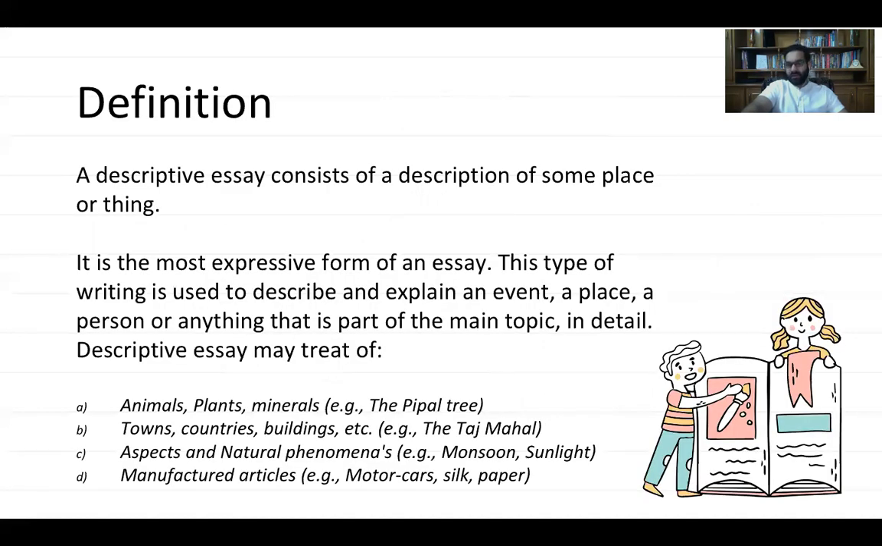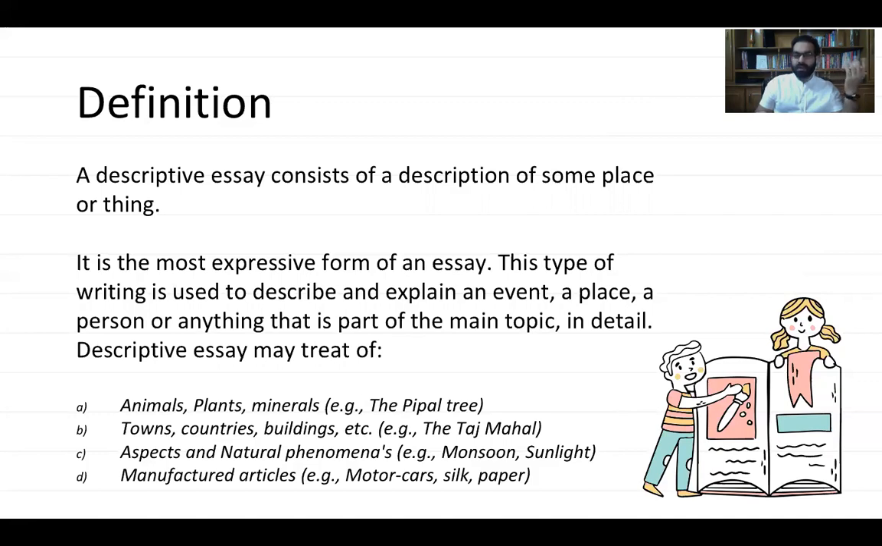So, a definition of that. Basically, it is the most expressive form of an essay. This type of writing is used to describe and explain an event, a place, a person, or anything that is part of the main topic in detail. A descriptive essay may treat of, for example, as in the previous narrative essay, we also talked about what it may treat. So here we also come to know what it treats.